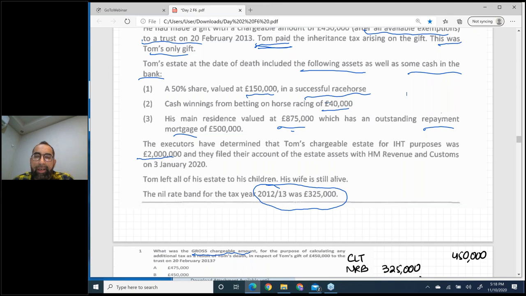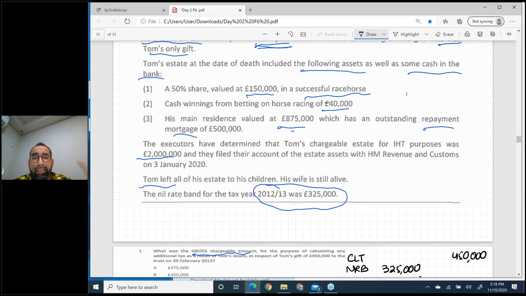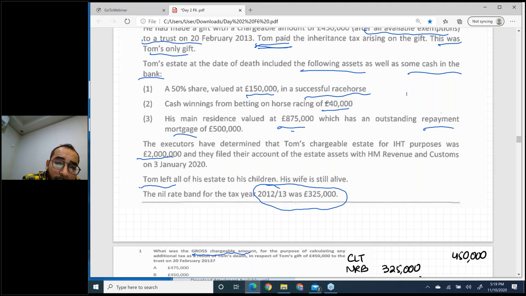Now you have to calculate death tax. They filed their account of the estate with HM Revenue and Customs on 3rd January 2020. No issue. Now, Tom left, please open your eyes, Tom left all of his estate to his children, going downward in the generation. Now tell me, for the residence NRB conditions, looks like we have met all conditions.